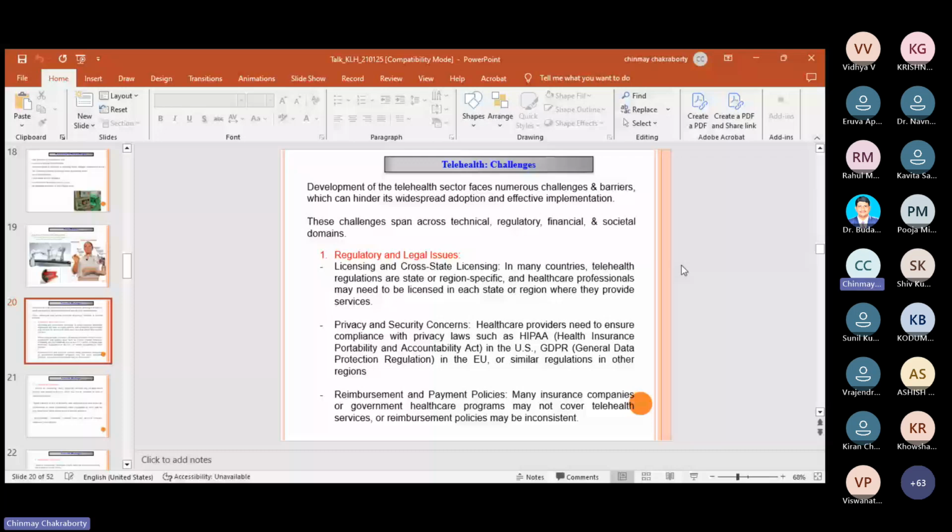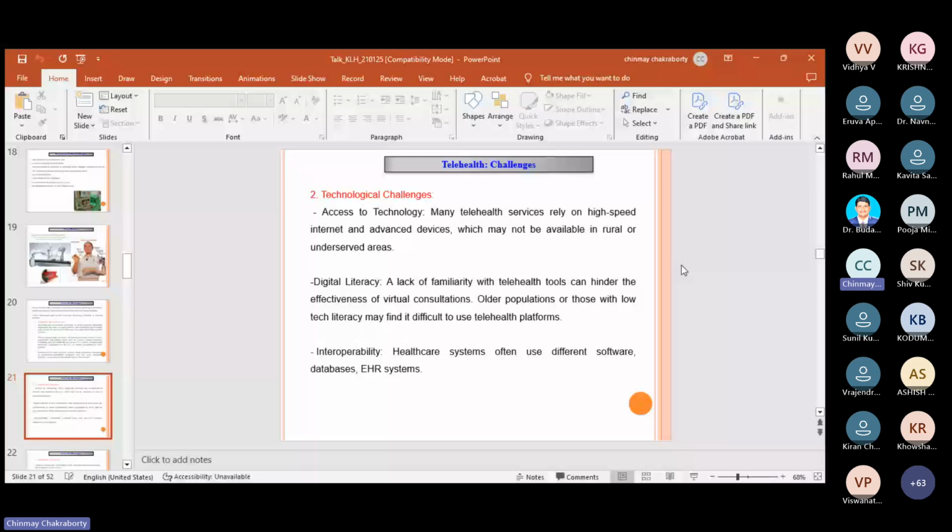Many telehealth services rely on high-speed internet and advanced devices, which may not be available in rural and underserved areas. Another one is digital literacy. The lack of familiarity with telehealth tools can hinder the effectiveness of virtual consultations. You know that older populations or those with low tech literacy may find it difficult to use the telehealth platform, right?